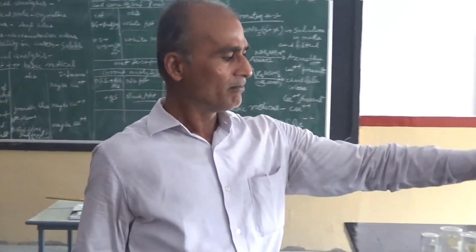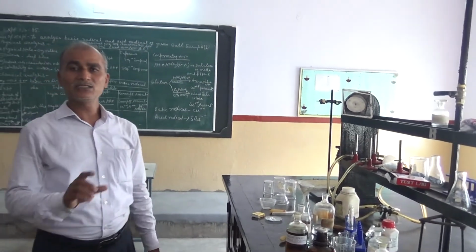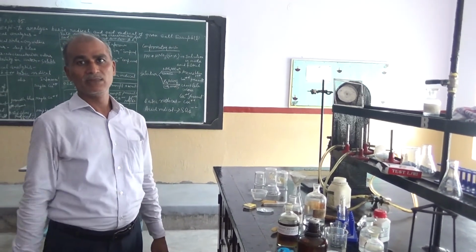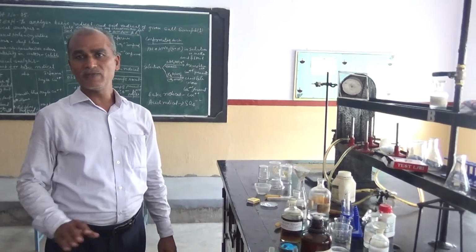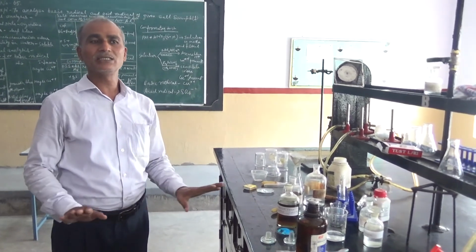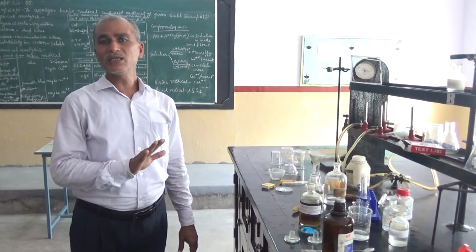In this way, we have analyzed the given salt. The cation is the cupric ion and the anion is the sulfate ion. That is, our salt is cupric sulfate. Now our first analysis is completed. The sample first given is cupric sulfate.